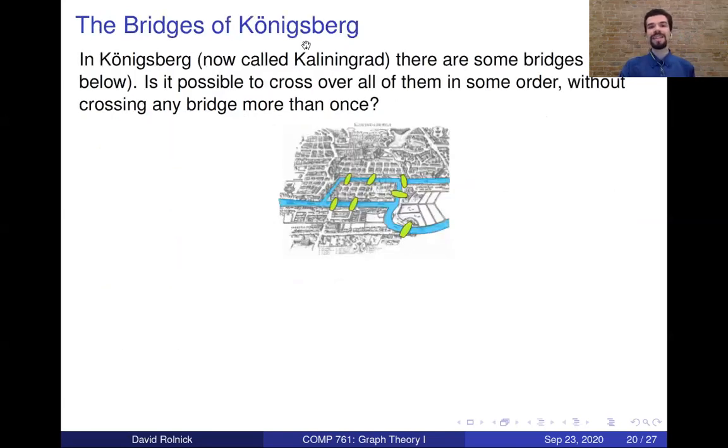Okay, let's get to Königsberg. So in Königsberg, which is now called Kaliningrad, and there's a story behind that, and I'll tell you about that at the end. There are some bridges shown below, or at least there were several centuries ago. Is it possible to cross over all of them in some order without crossing any bridge more than once?